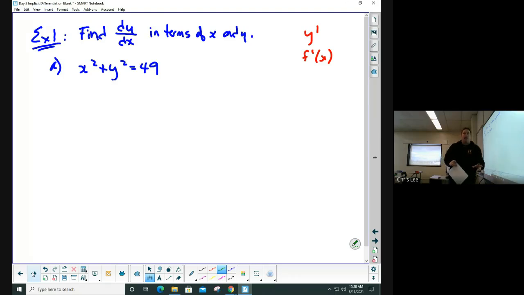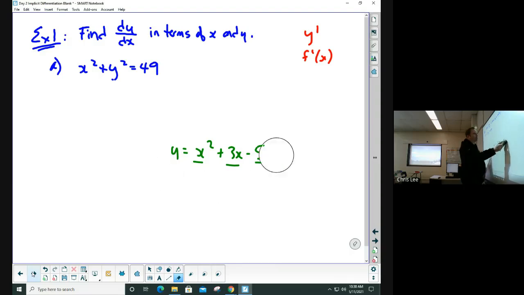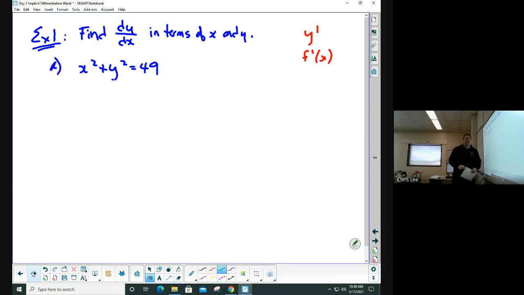So here's how implicit differentiation works. We pretend that every variable we see is an x, just like we would if we had a regular thing like y equals x squared plus 3x minus 5. We all see these x's. We know how to differentiate this. You just did a big test on that. We're going to pretend that every variable we see is an x, and if it's not, we're going to make one small adjustment.